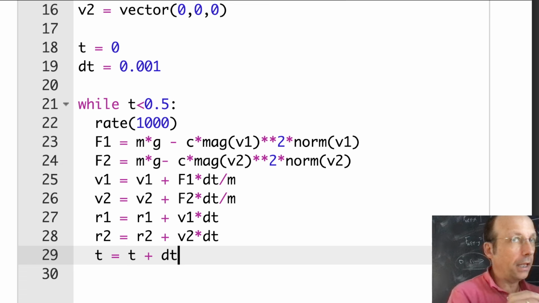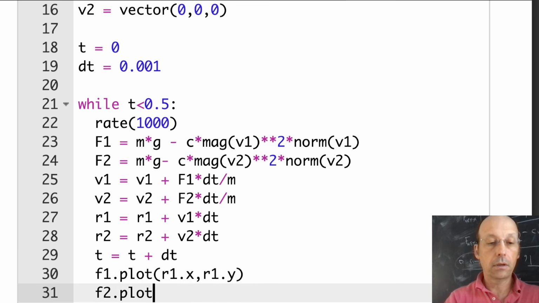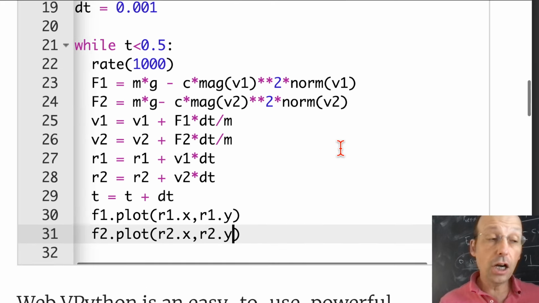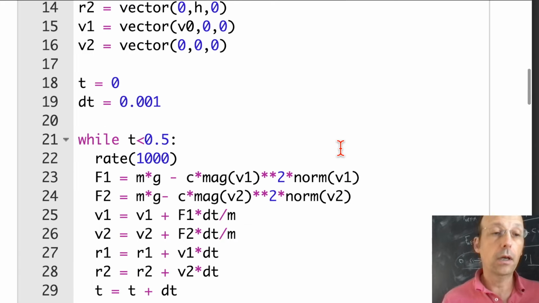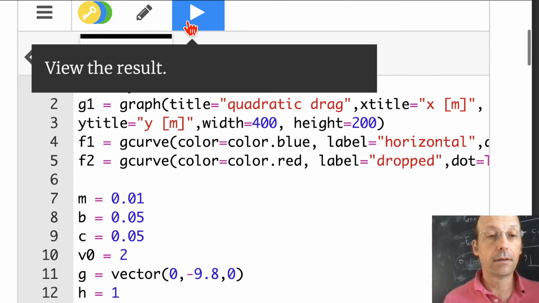So remember, I'm plotting y, x versus y. It's your trajectory. For F1, plot my x coordinate, which is going to be R1.x versus my y coordinate, R1.y. And the same thing for F2: R2.x, R2.y. And that should do it, but you never know. Okay, let's just run it. I didn't even save it.